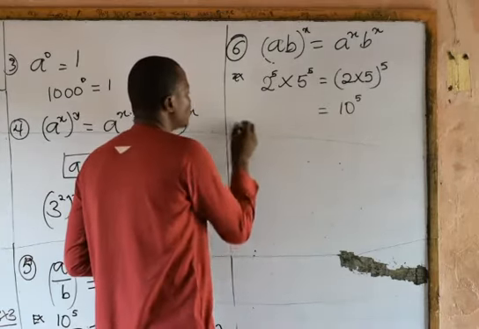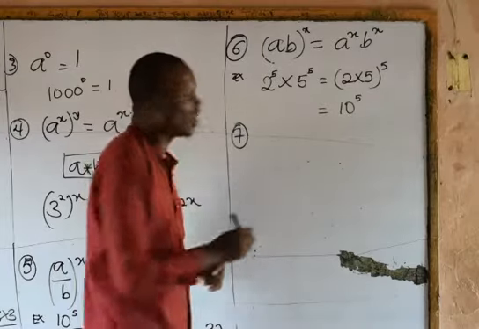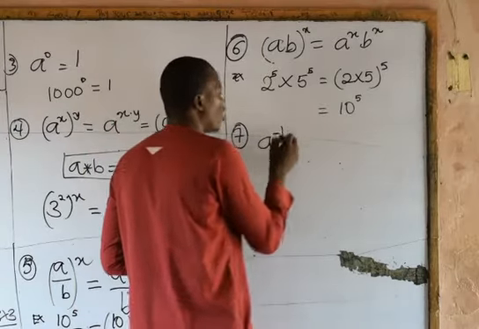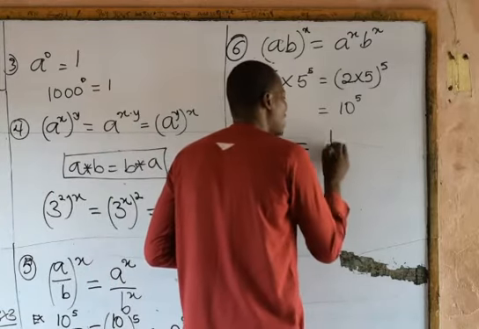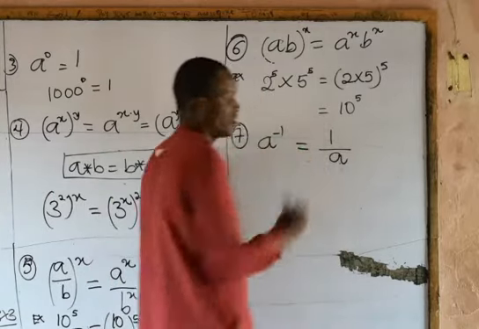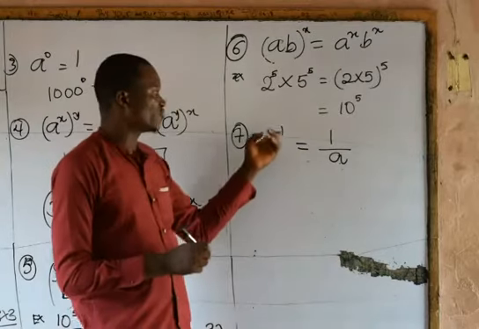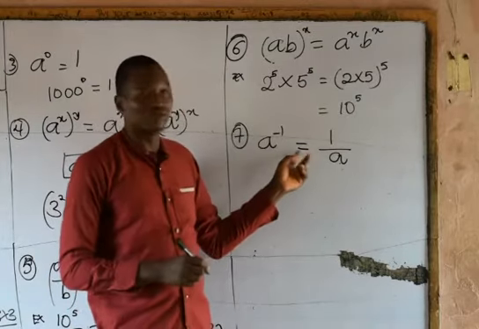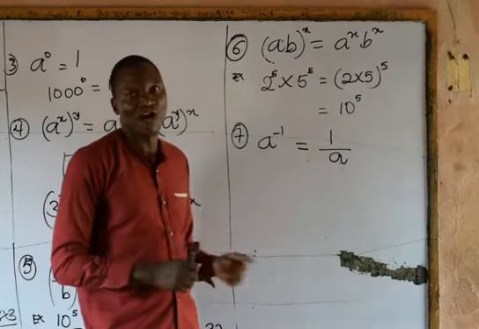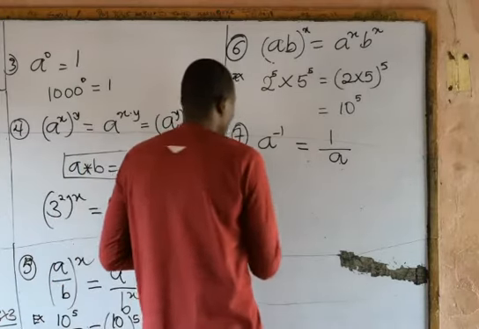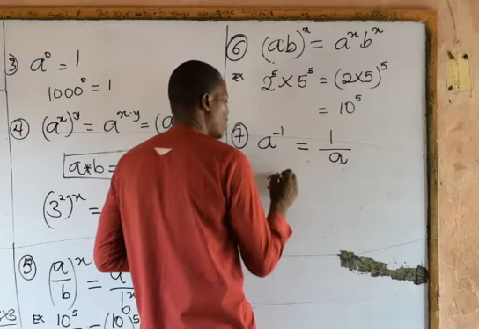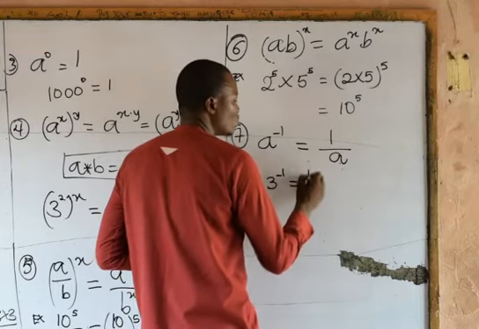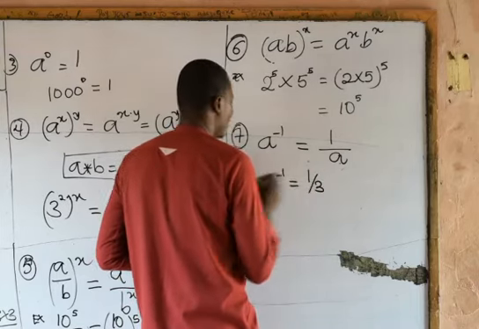Let's take law number 7. When we have a raised to the power of -1, it is 1 over a. A raised to the power of -1 can be written as 1 over a. Example, if I have 3 raised to the power of -1, I know it is 1 over 3.